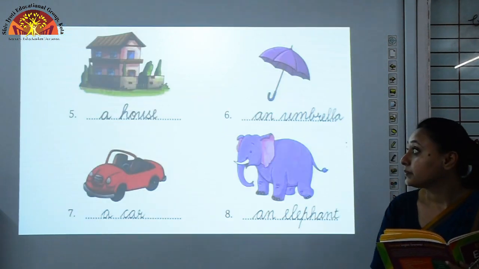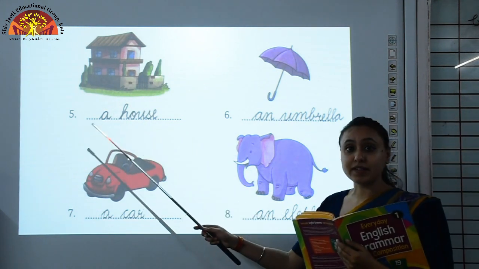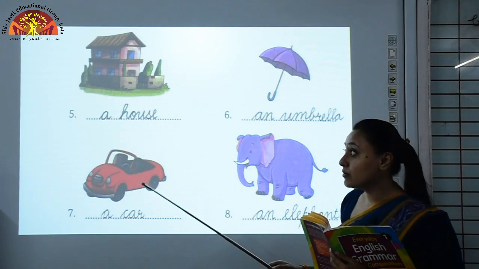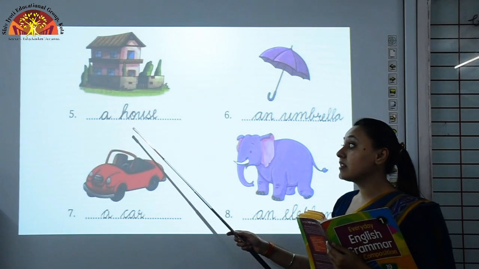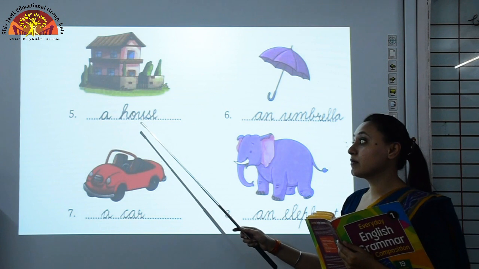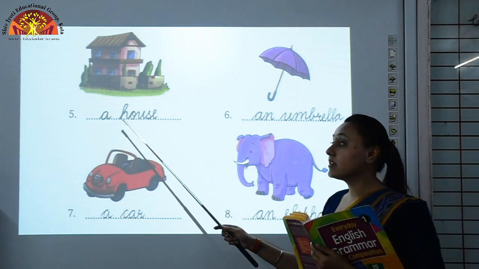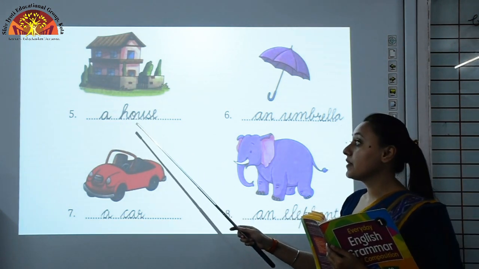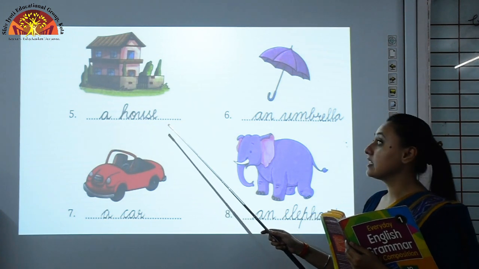Now look at number 5. This is the picture of house. House begins with a consonant letter, okay? It's a consonant sound letter. So we will add A before house. Spelling of house is H-O-U-S-E, house.